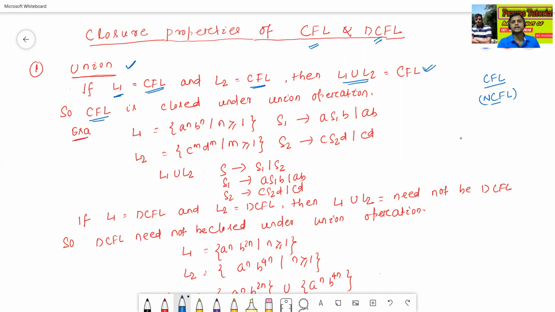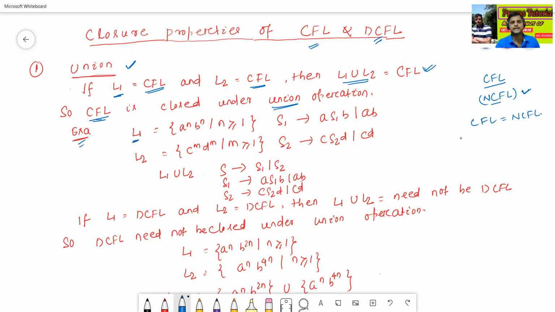CFL means context-free language, or we can say non-deterministic context-free language, so CFL is equivalent to NCFL. So CFL is closed under the union operation. How? Now we can see one example.